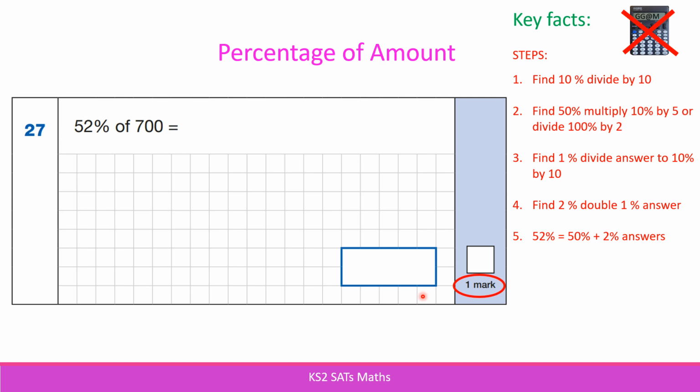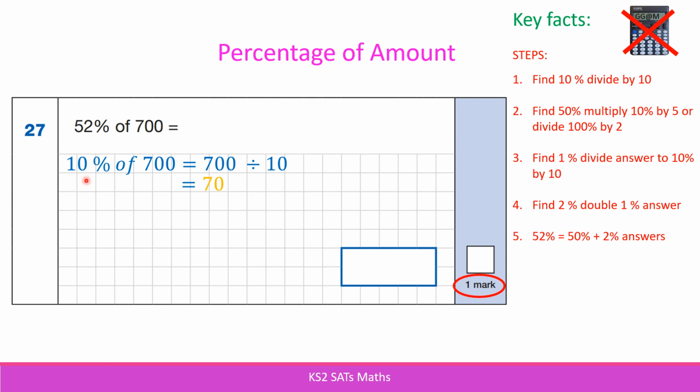Great work, hopefully you've had a go at working out the answer. So we're going to start off by finding 10% of 700. 10% of 700 means 700 divided by 10. The digits all move 1 place to the right, so the 7 from the hundreds column becomes the tens column, the 0 goes into the ones column, and the 0 in the ones column goes into the tenths column. So 700 divided by 10 is 70, and it's the same as taking the 0 off the end of the number.